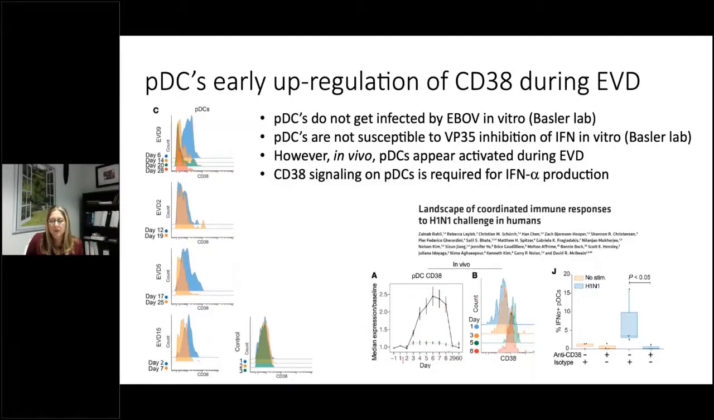And you can appreciate the histograms here on the right where you see this massive shift, CD38 upregulation at these early time points. But what is really striking about David's data is that he's able to demonstrate that if you block CD38 signaling over here on the right, you inhibit the ability of these PDCs to make interferon alpha. So this CD38 presence on these PDCs is consistent with the fact that CD38 signaling is occurring, and we know that it's required for interferon alpha production. So there may be a really important role for PDCs in the context of Ebola virus disease.